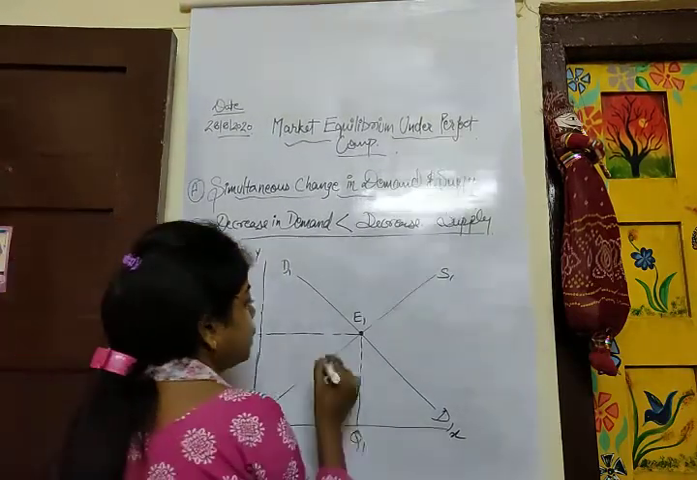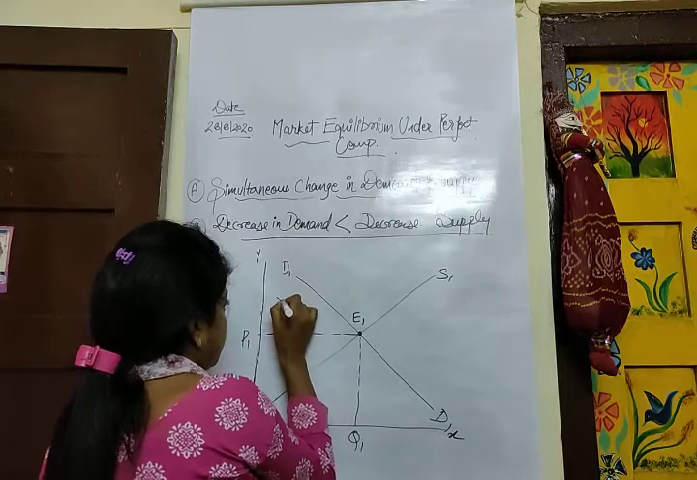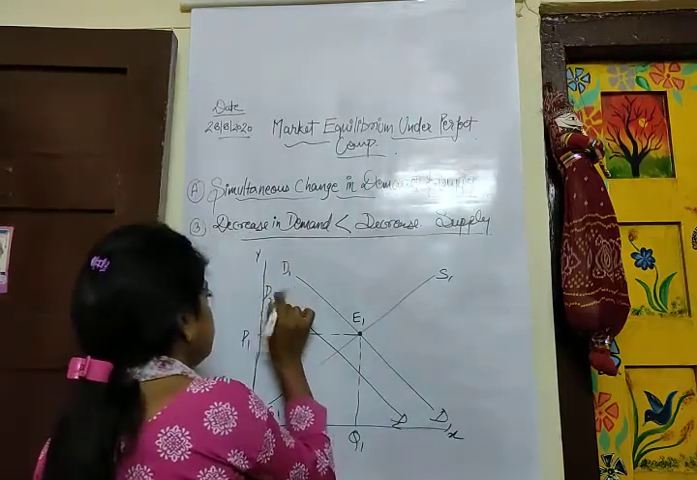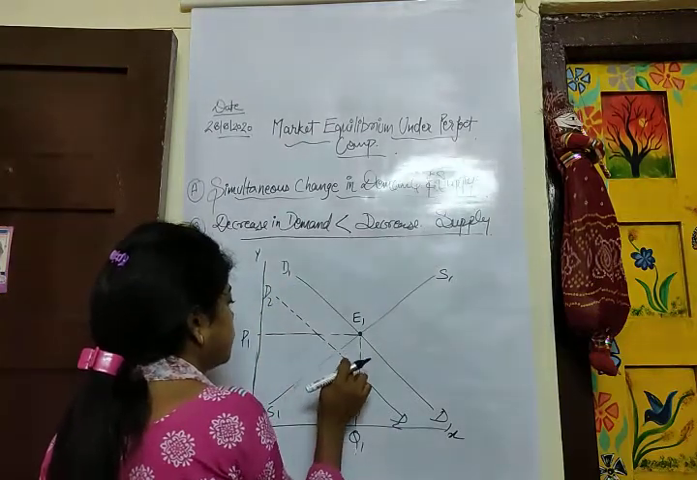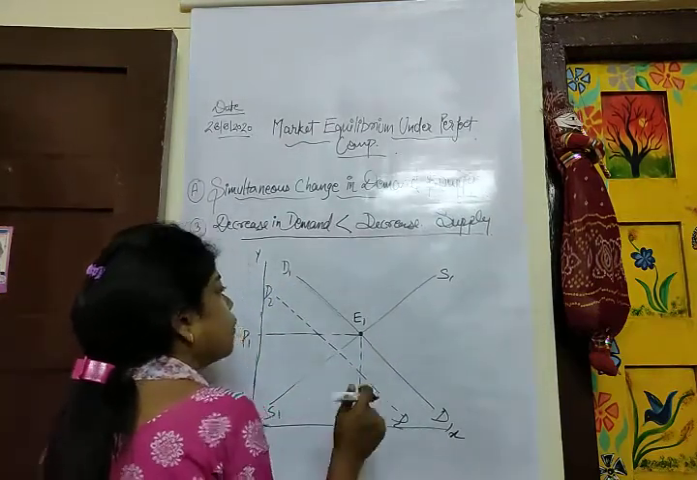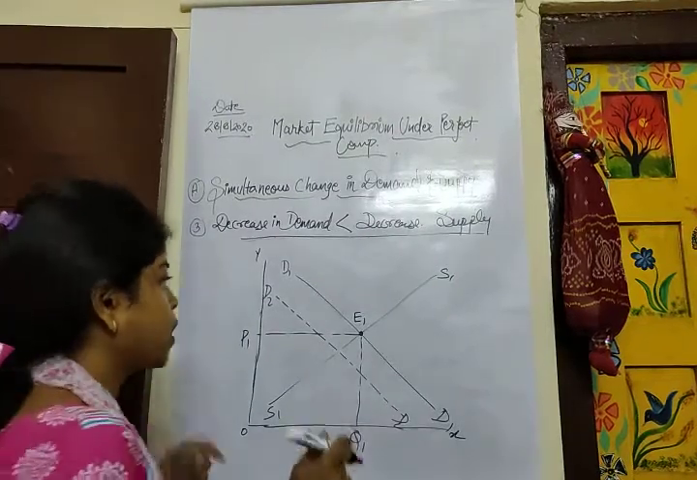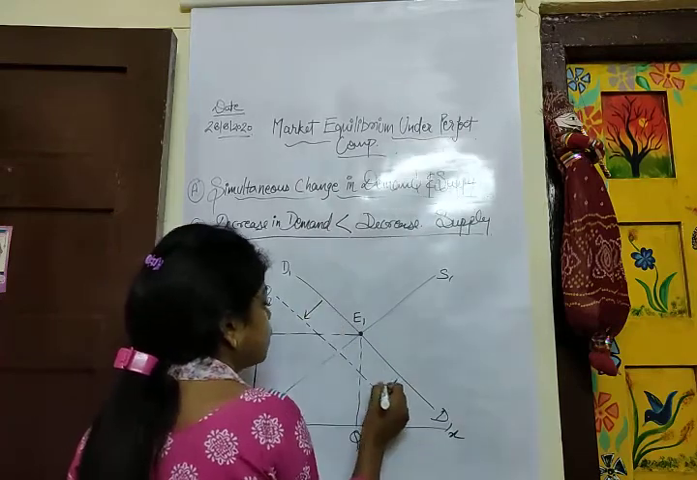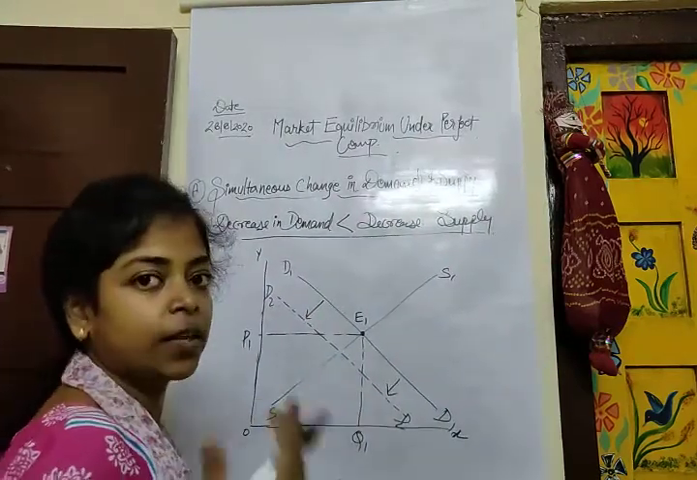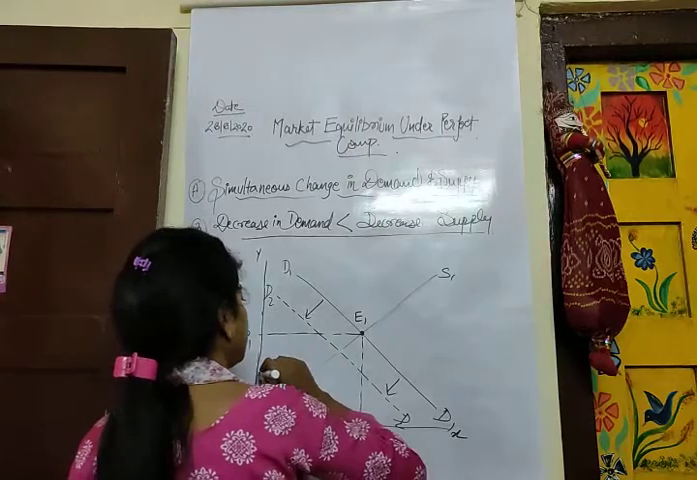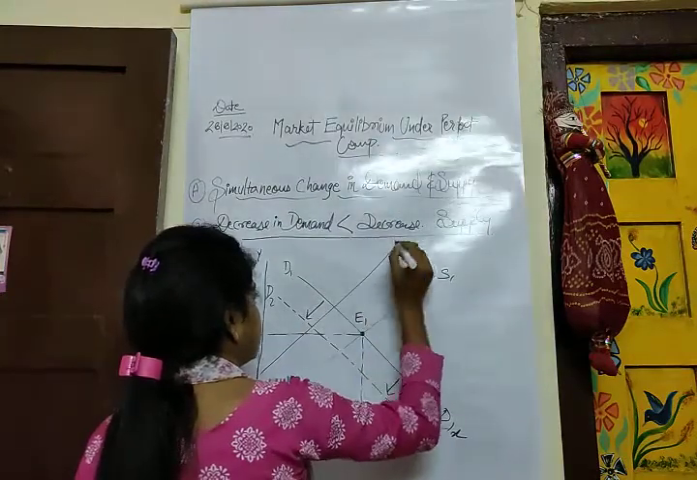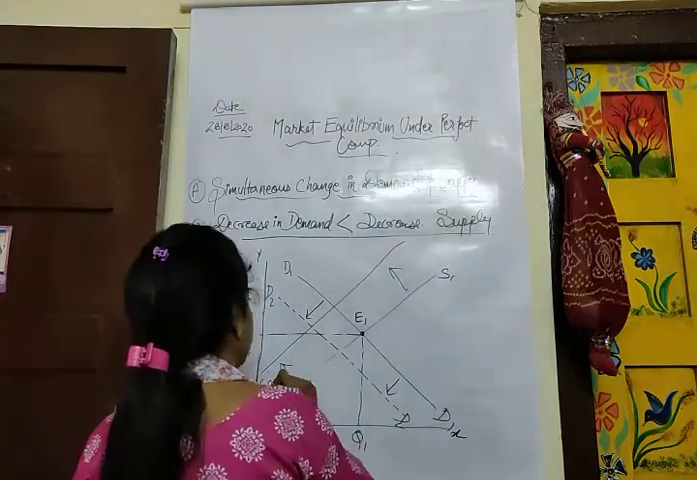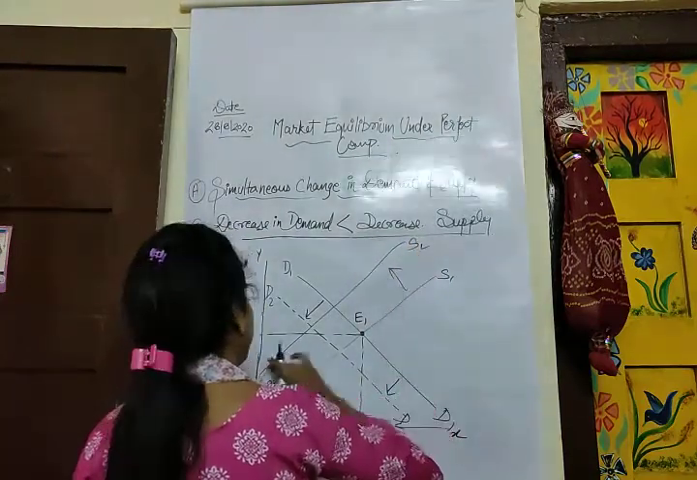Now decrease in demand. When demand decreases, the curve goes downward. It is like that. D2. When the supply decreases, the curve goes upward. But if the demand is decreasing like that, the supply will decrease more than the decrease in demand. It is like that. This is S2, in dotted form.